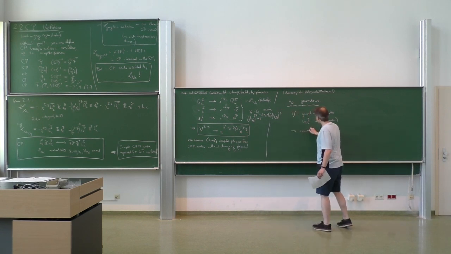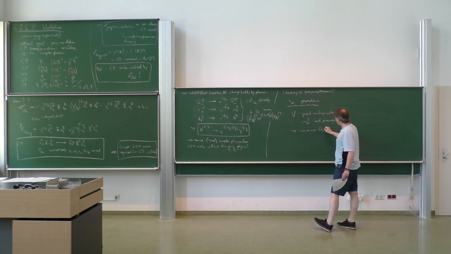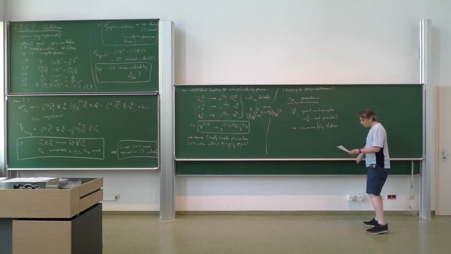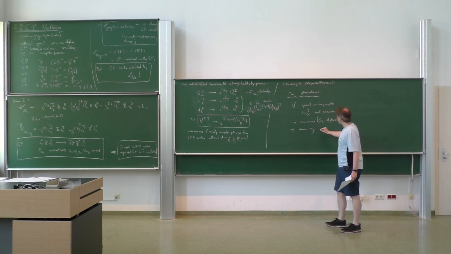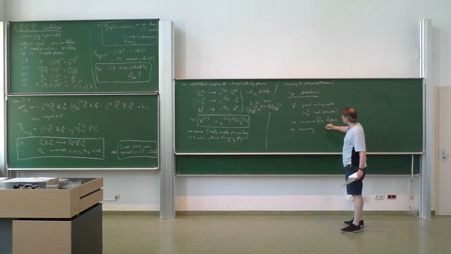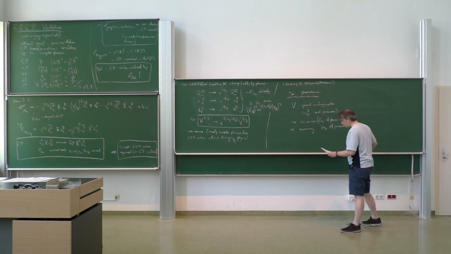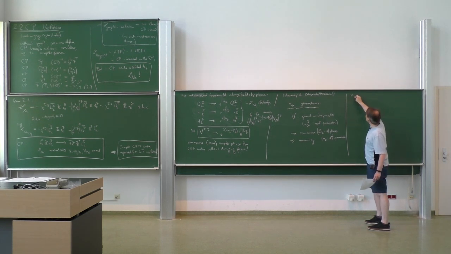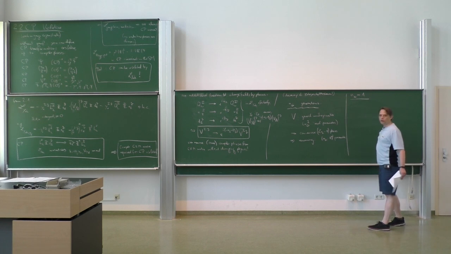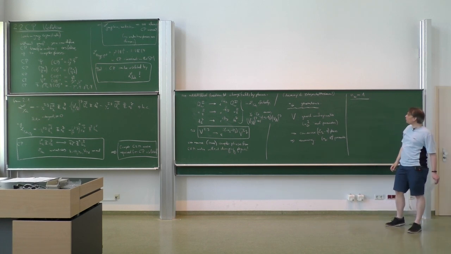So we can remove 2NG minus 1 phases by choosing these alphas and betas appropriately. And then we can ask how many parameters remain. So NG square minus (2NG minus 1) is exactly (NG minus 1) square parameters. Okay, so let's plug in some examples. So what happens if we would have only one single generation, NG equal 1, one generation only?